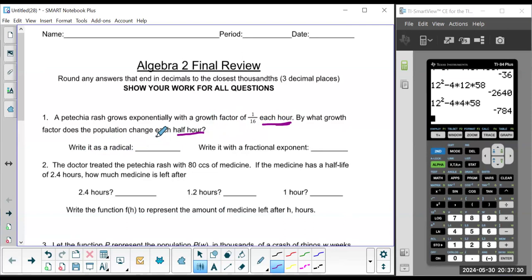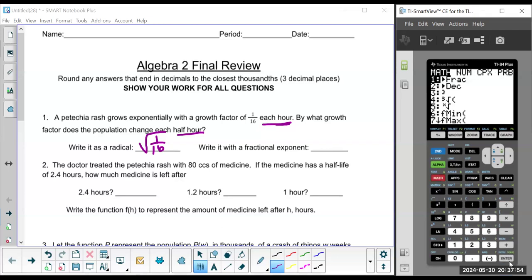So we're going to take the 1/16 and we're going to square root it. If it was a third of an hour, then we would cube root it. If it was a fourth of an hour, we would do the fourth root of it. And then we can check the square root of 1/16 in our calculator. We get 0.25, and then we can make that a fraction, so 1/4. We can also think about it as the square root of 1 is 1, and the square root of 16 is 4.